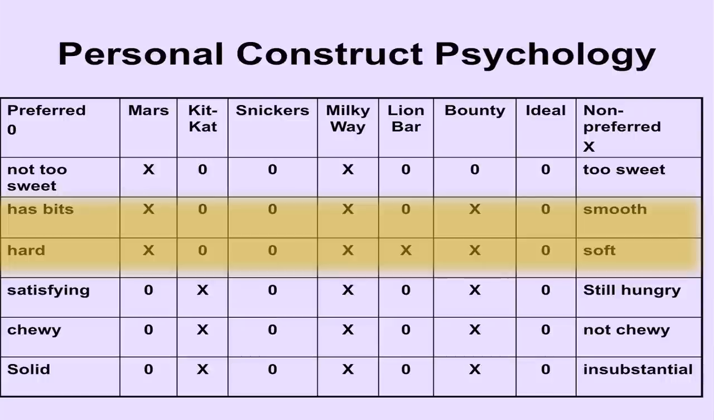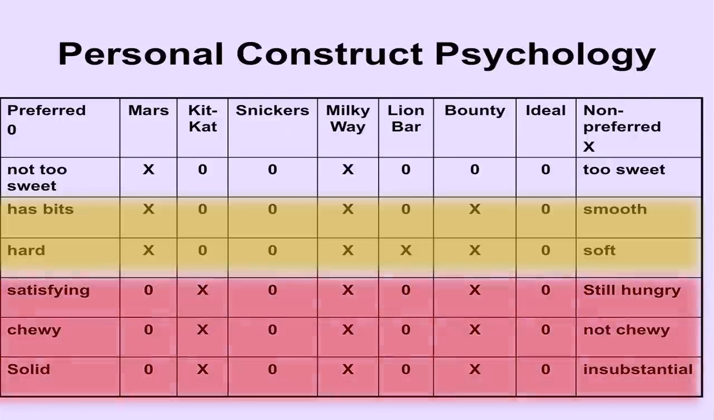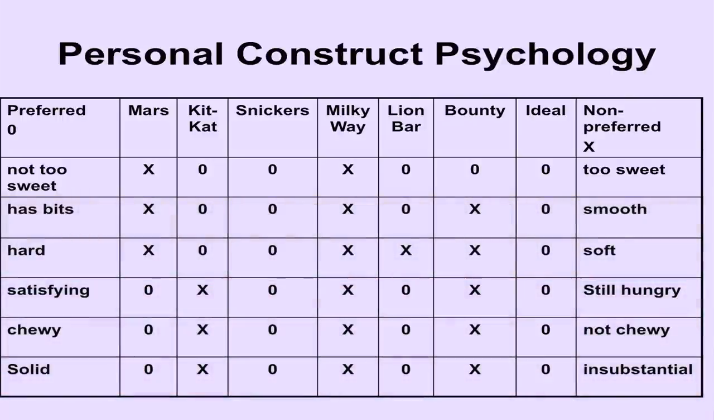They seem to be related, as do these three. So that's one of the ways in which you might interpret a repertory grid when you're working with an individual person, just looking for relationships like that. And quite often you can use a grid of this kind as the basis for an interview and say, okay, let's inspect this grid together. It seems that you like things that are satisfying and chewy and solid rather than things that are not chewy and insubstantial. Can you tell me a bit more about that? What's that about? So you can actually use it as the basis of finding more in-depth information from the person.